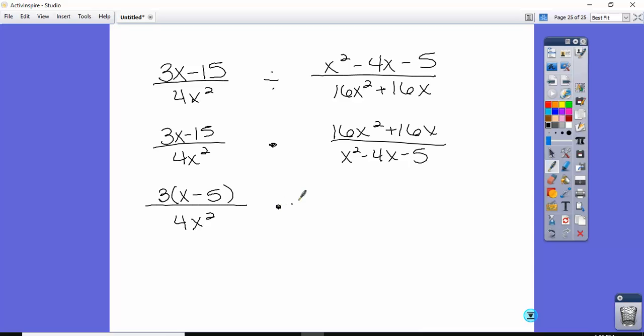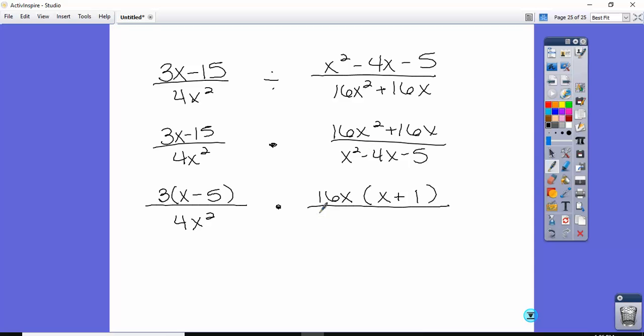4x squared, not much we can do there. 16x squared plus 16x, what can I take out? 16. And? That would leave me with x plus, what do you put if you take everything out? 1. Okay. Can I do the shortcut box method on the bottom?